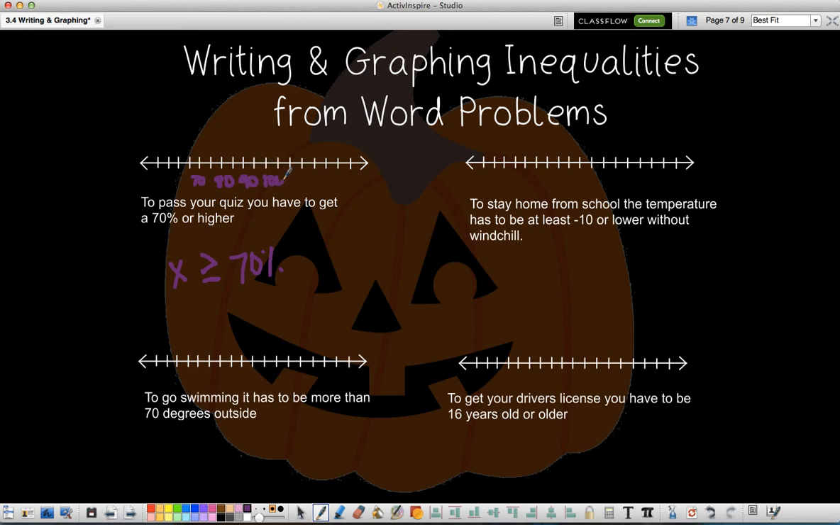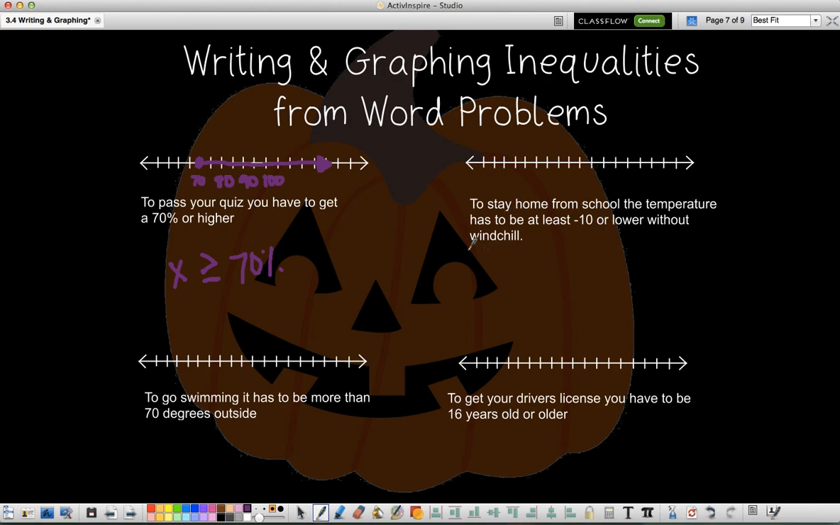And now I don't have to put all my numbers on here, but I do know that it has to include 70, so I have a closed dot, and it has to be greater than 70. So even if I don't do the whole line, as long as I have this arrow here to show me that it goes on forever in that direction, I'm good. So I can get any score. I can get 200%, and it means I passed my test.